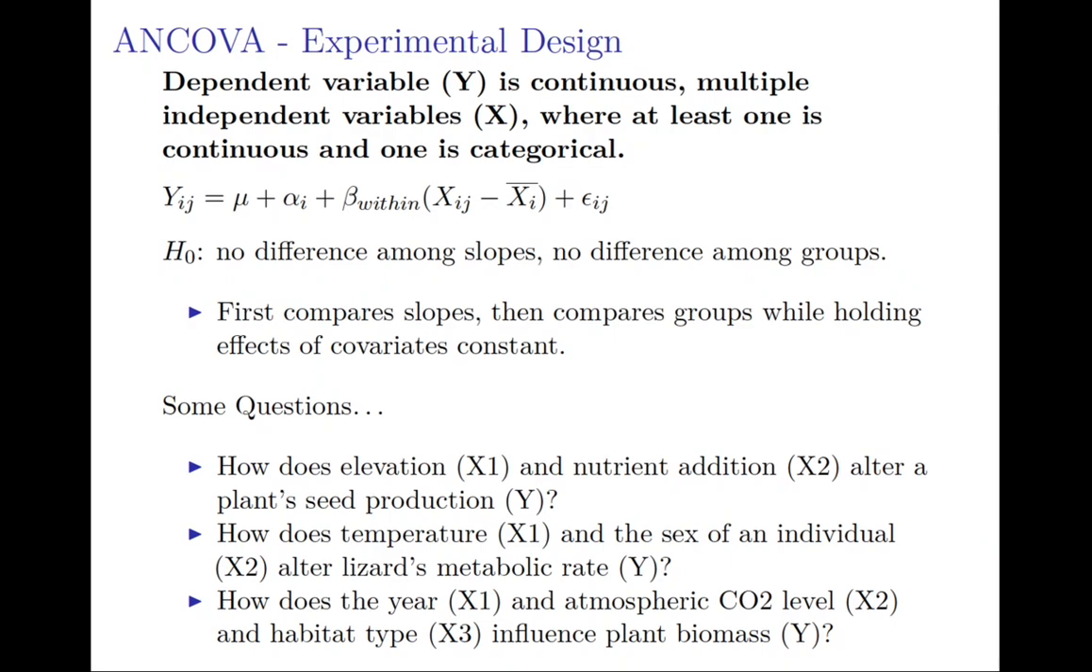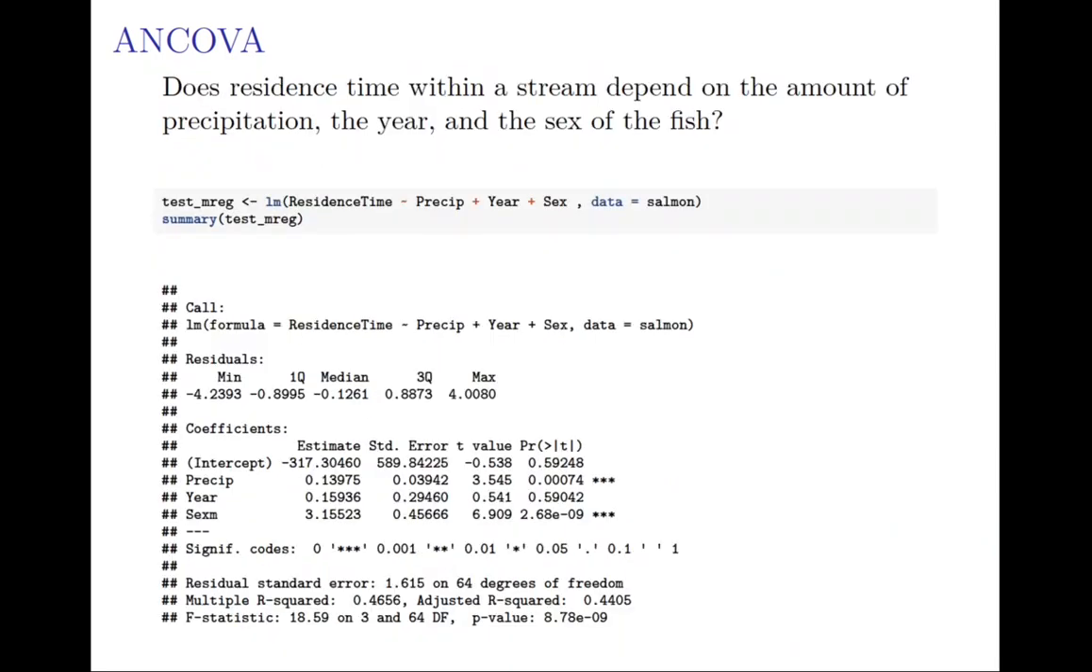How does the temperature and sex of an individual alter a lizard's metabolic rate? Or it can start to get really complicated, like how does the year and atmospheric CO2 levels and the habitat type influence plant biomass? So here you can have year and CO2 levels, those are both continuous, and habitat type is categorical, like grasslands, wetlands, etc. And so you can see these can get pretty complicated, but are really nice models.